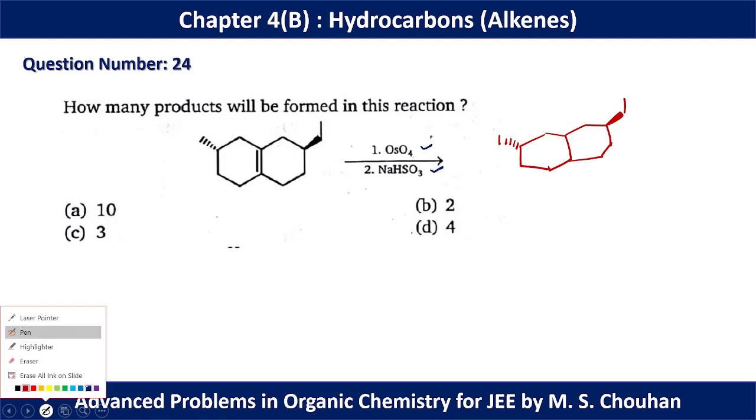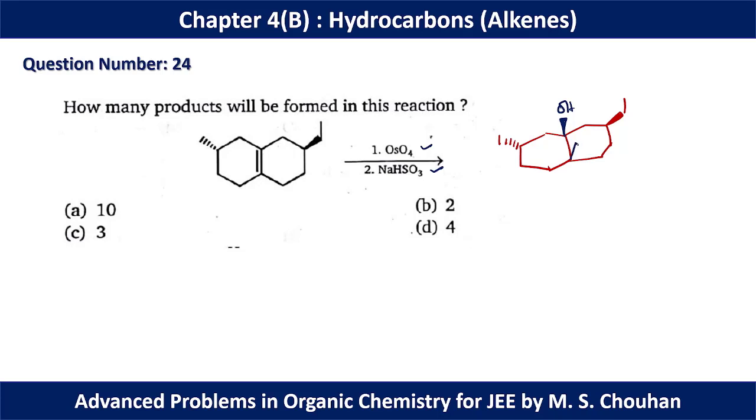And in the first structure, we can say that we have two OH groups above the plane. And in the second structure, we can draw the structure like this. And in the second structure, we have again two OH groups, but this is below the plane. Okay, so basically we are having two products here. So 2 is the correct answer for question number 24.